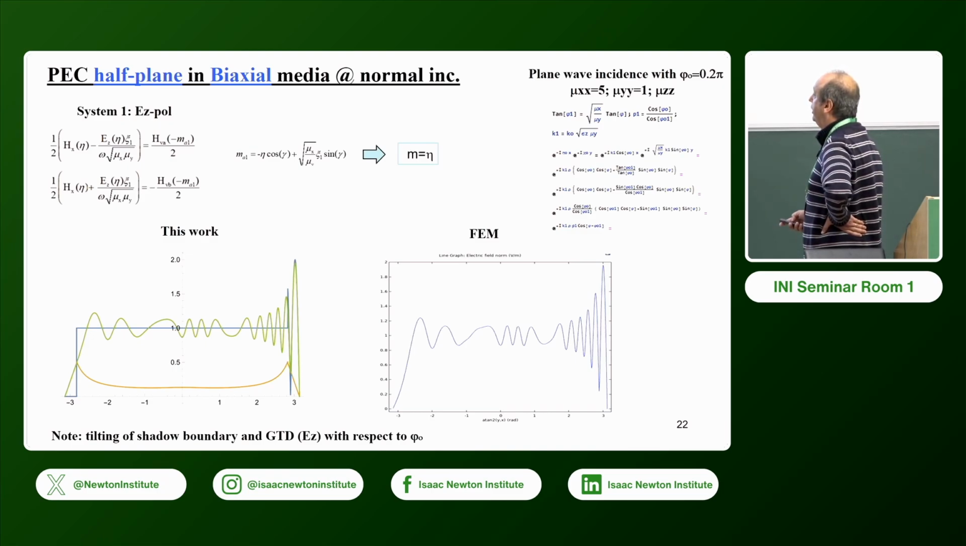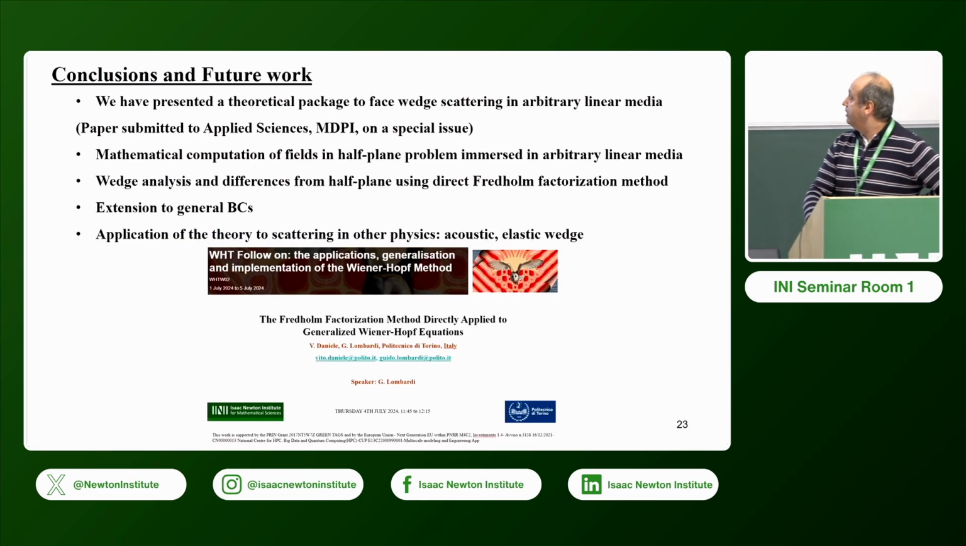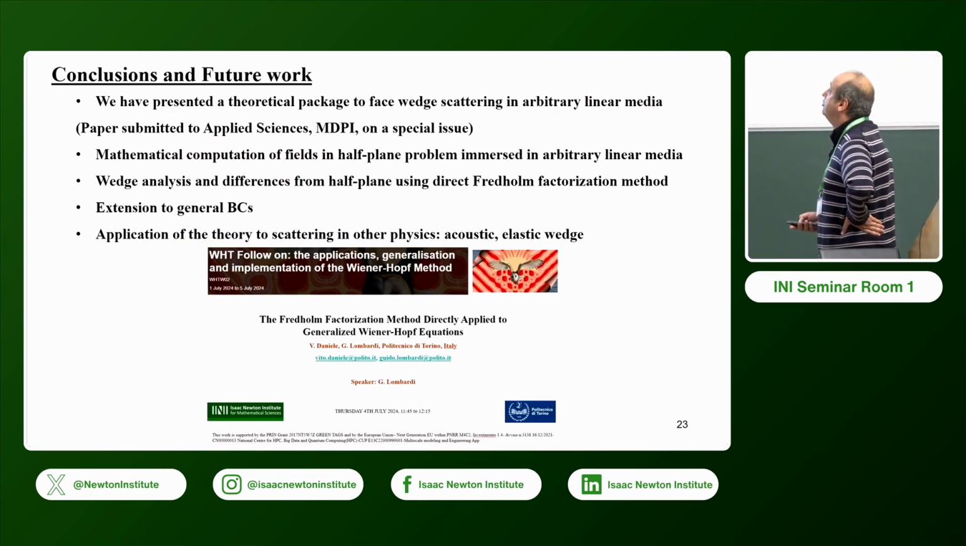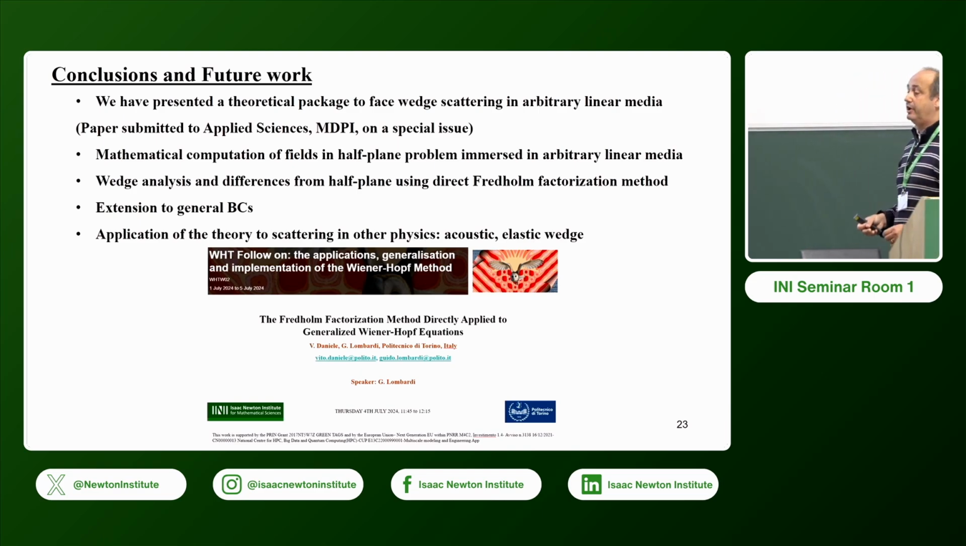10, where in our asymptotic solution you can see the geometrical optics with the shadow boundary. Then you can see the GTD diffraction, the uniformized GTD, uniform theory of diffraction coefficient in orange, and the total field is in green. And this is the finite element solution for this kind of problem, and you can see the match. And here, the final conclusion: we have presented the theoretical package to face wedge scattering in arbitrary linear media.